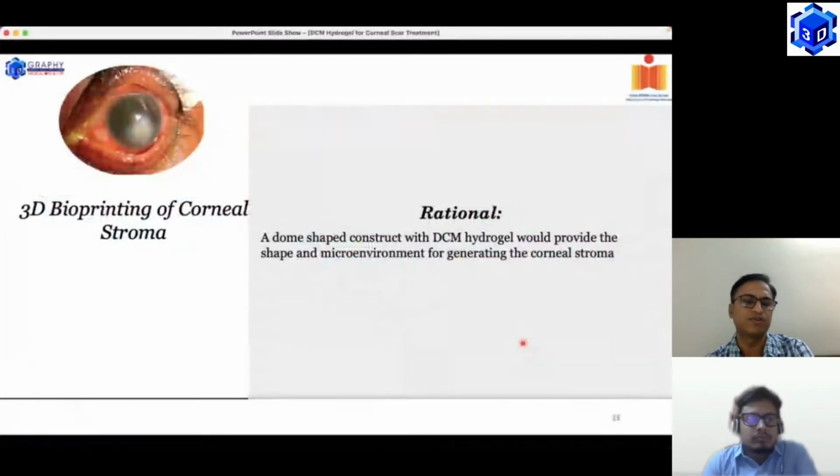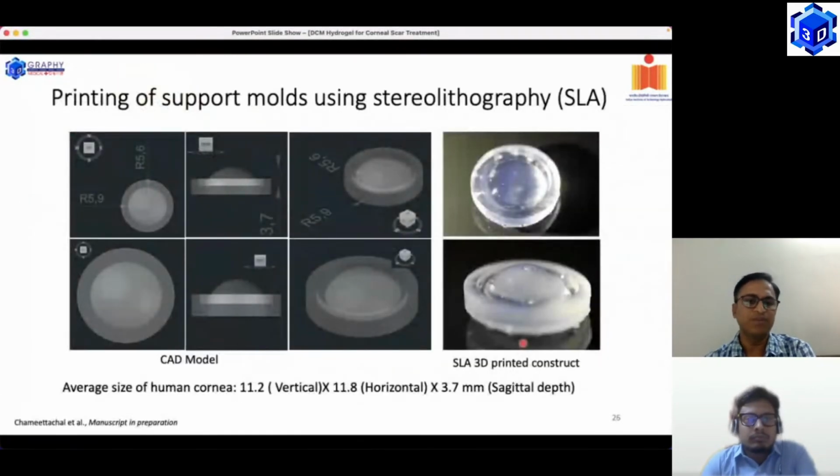Then we have gone forward to bioprint the cornea, where we have used a molding concept because the cornea is a convex shape. So if you want to print that convex shape, then we need a support structure. What we have done is print this with an SLA printer. We created a design of this convex shape, where a convex mold is prepared, and this mold has the same diameter as a human cornea.